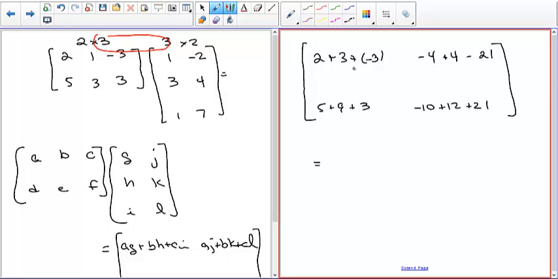So we add these. You're going to have 2 plus 3 minus 3. So these cancel out, and you just end up with 2. Here, these cancel out, so you're just left with negative 21. 5 plus 9 is 14, plus 3 is 17. Here we have negative 10 plus 12, which is positive 2, plus 21 is 23. So that is that.